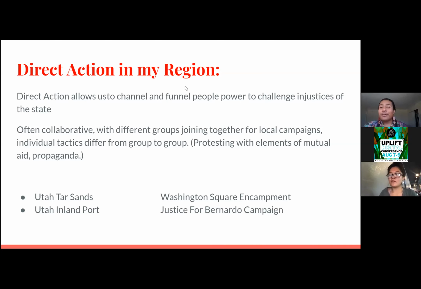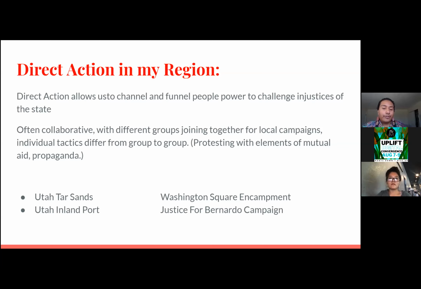Direct action for me is very collaborative. It's a people process. It includes multiple groups, multiple disciplines, multiple political ideologies, multiple backgrounds that come together and strategize for tactics that help fulfill our goals in a way that benefits not just everyone, but also speaks truth to our overlying beliefs about liberation here in so-called Salt Lake City.